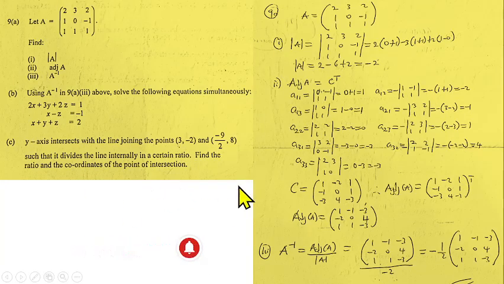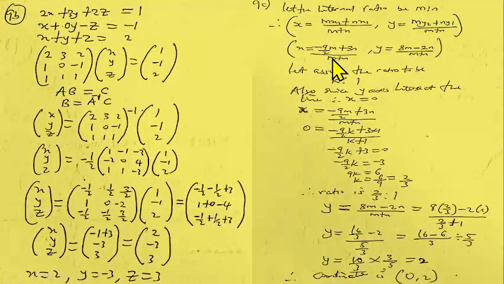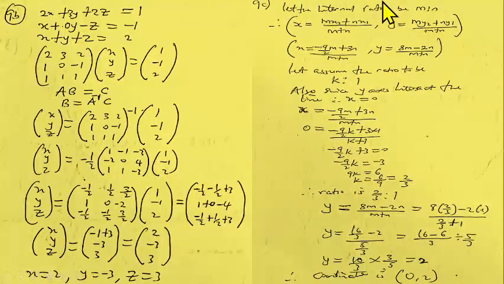So now how do we do that? Let's go back. Then we are not given the ratio. We have to find the ratio and the coordinate of the intersection, rather the coordinate of the intercept. So let's go back again. The coordinate of the intercept. Okay, let's say we don't know the ratio.